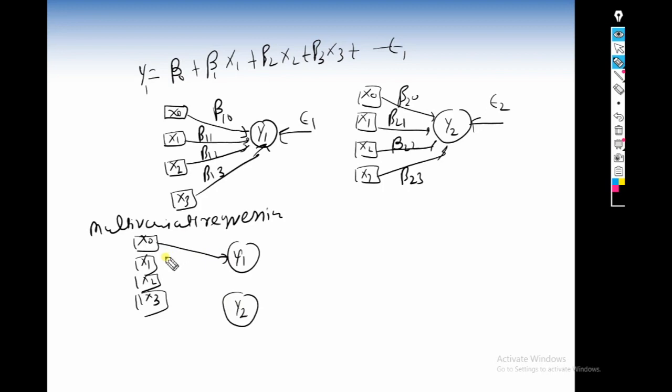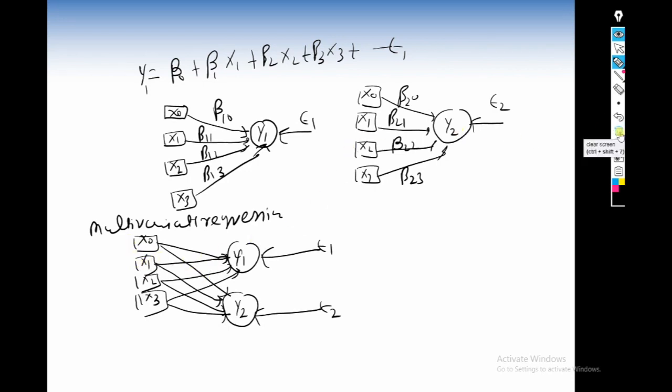Now when we relate all these variables to y1 as well as the other dependent variable, this is the multivariate regression. Here we are not finding a relationship between y1 and y2. So this is the multivariate regression.